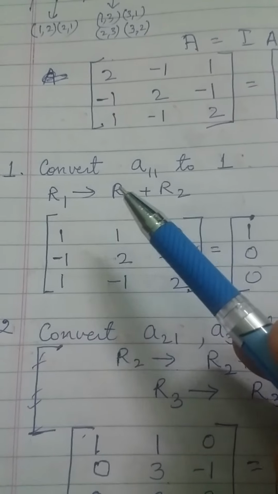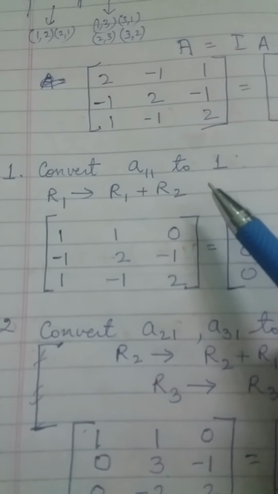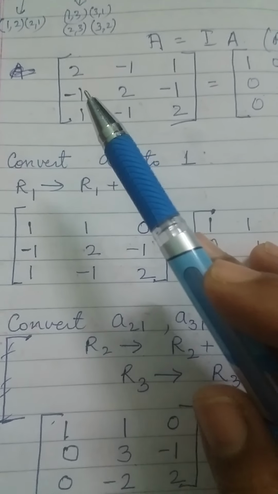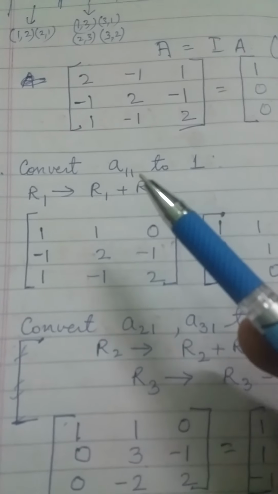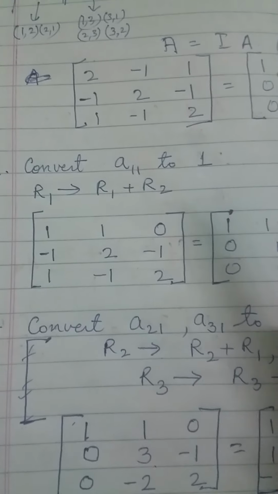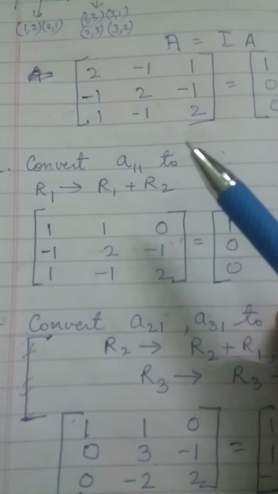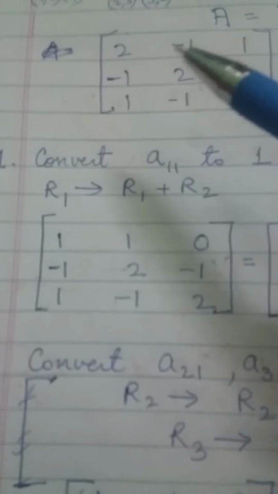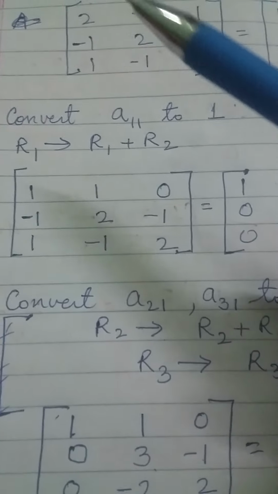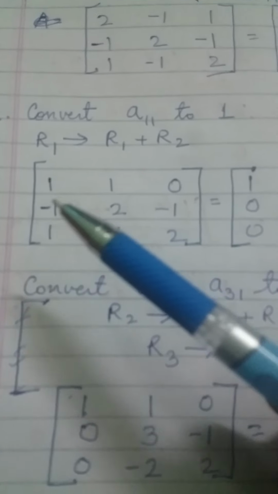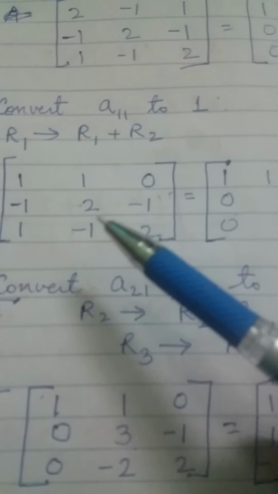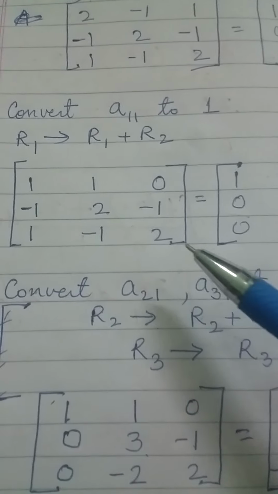First step will always be to convert A11 to 1. A11 means the first element to 1. So this should be done by either addition or subtraction of any two rows. Because we are dealing with row transformation, we can take only rows. So I am taking R1 transforms to R1 plus R2. And we got R1 plus R2 as R1 transformed. Now it is 1 1 0. And then R2 same, R3 also same.